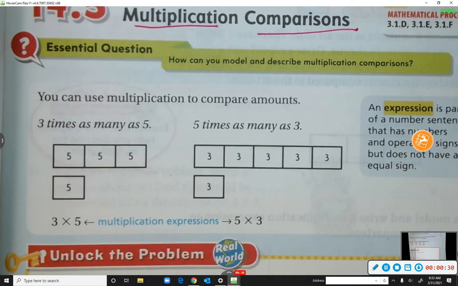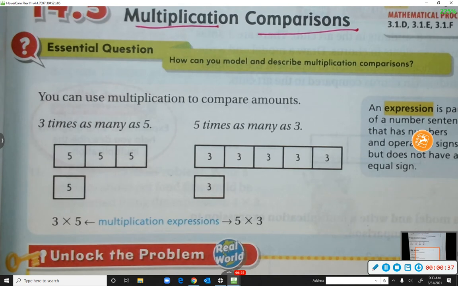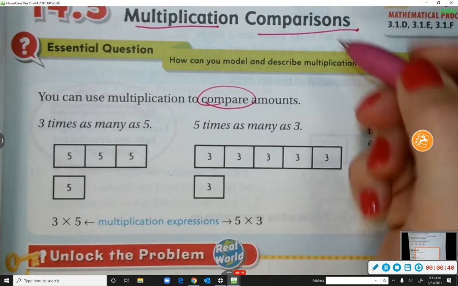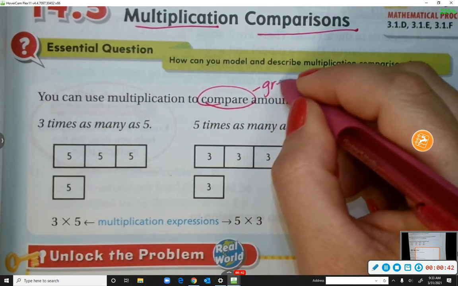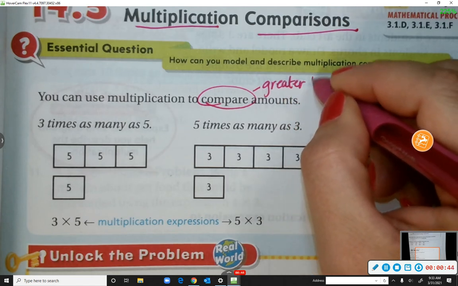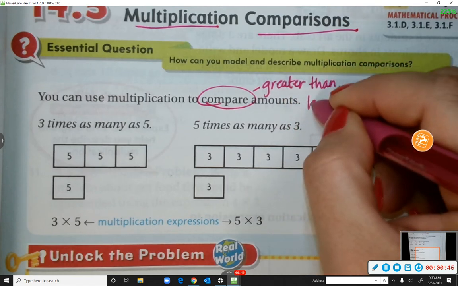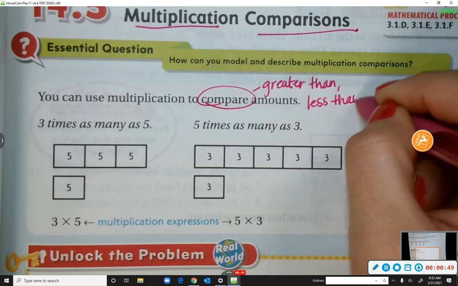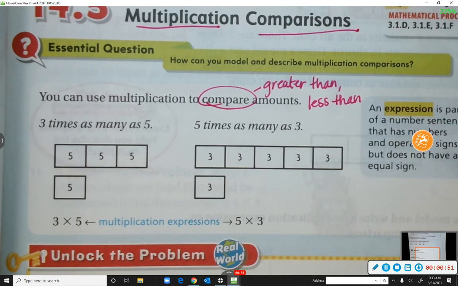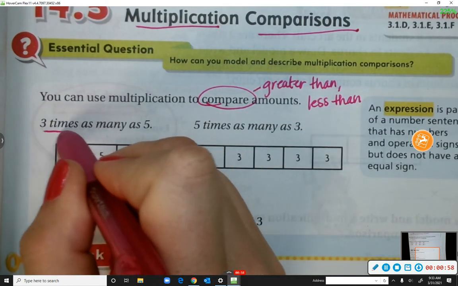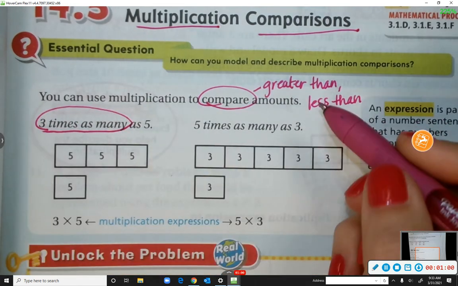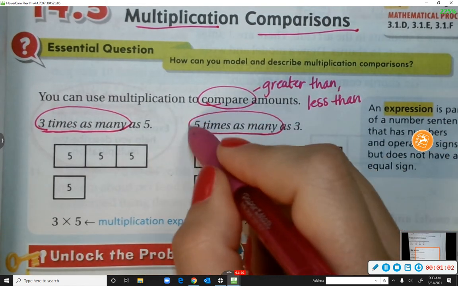So, what it says at the top is you can use multiplication to compare amounts, okay? So, compare means like greater than, less than. We're comparing the numbers is usually what we, these are words you would usually hear. But for multiplication, what you would hear is three times as many, five times as many, okay?